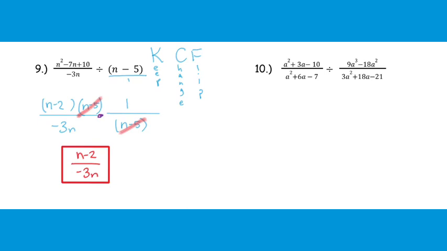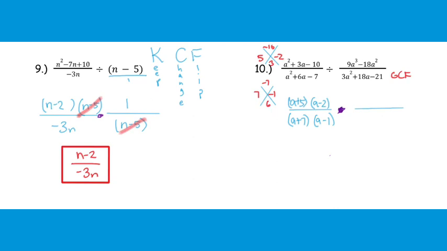Okay. So again, I keep, change, flip on number 10. I have an X box at the top. Two numbers that multiply to be negative 10 and add to be 3 are a plus 5 and a minus 2. Two numbers that multiply to be negative 7 and add to be 6 are going to be positive 7 and negative 1. I change the sign to multiplying, and multiplying, I see I didn't put that in there. Oops.